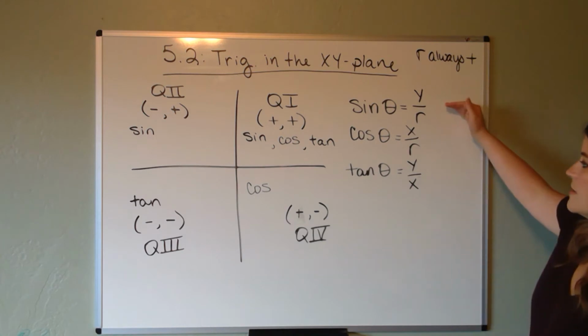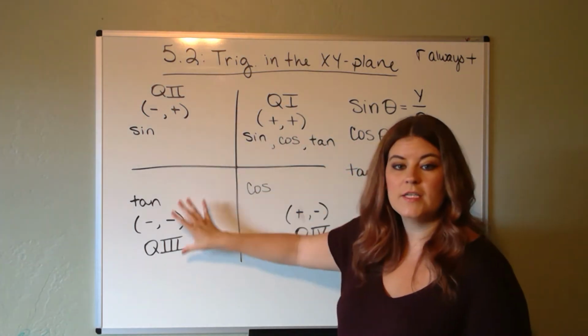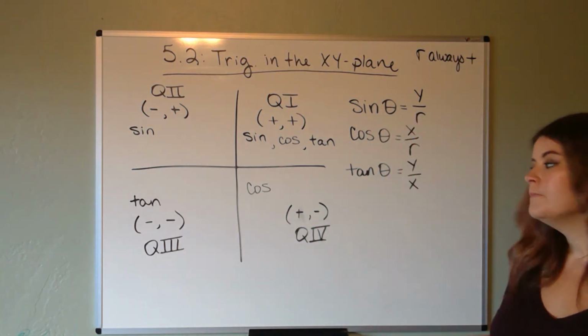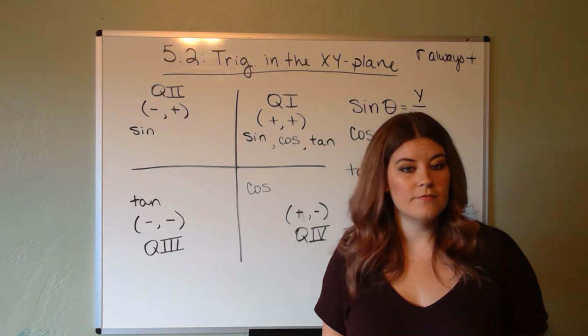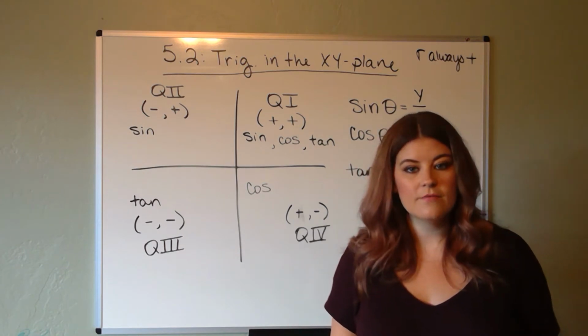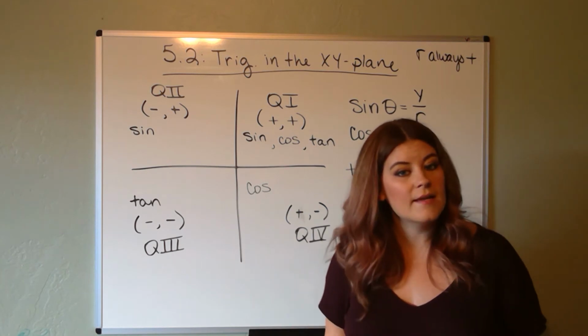So you guys, these are which trig functions are positive in each of the 4 quadrants. If they are not on this list, which means if they're not positive there, then they're negative. That's a lot of trig functions in some of these quadrants that are actually negative values.